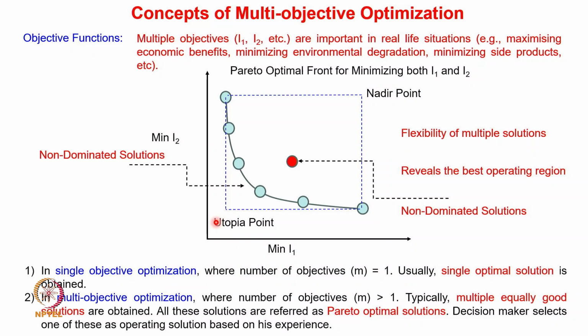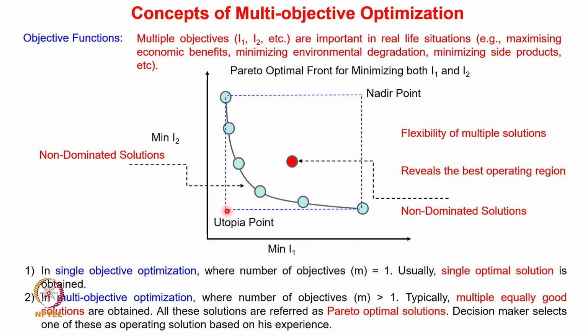And opposite of that, where we are looking at the theoretical worst point, which is nothing but the nadir point. So this is the nadir point. So you can see that our Pareto optimal front very often is skewed towards this utopia point. Our Pareto optimal front is skewed towards the theoretical based point, which is this point.